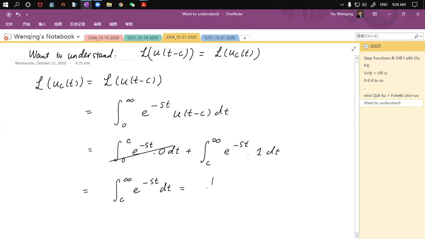Well, this is going to be 1 over s, right? So e to the power minus s and t. So I'm going to use minus s. And the evaluation happens at t equal to infinity and t equal to c. Is that good for everybody?